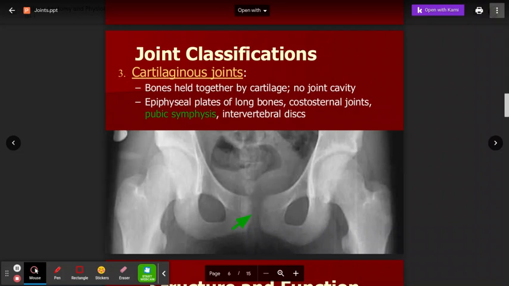Costal sternal joints, pubic symphysis is cartilaginous, that's why you can cut right through it with a knife if you are a deer hunter this weekend. Intervertebral discs are cartilaginous joints as well. So a lot of our people are hampered by bone degenerative diseases, osteoporosis or scoliosis.